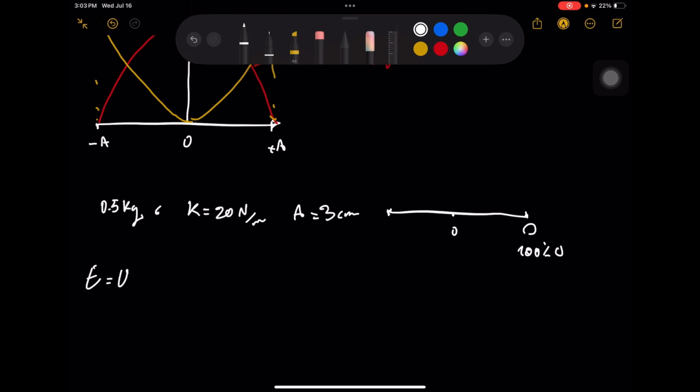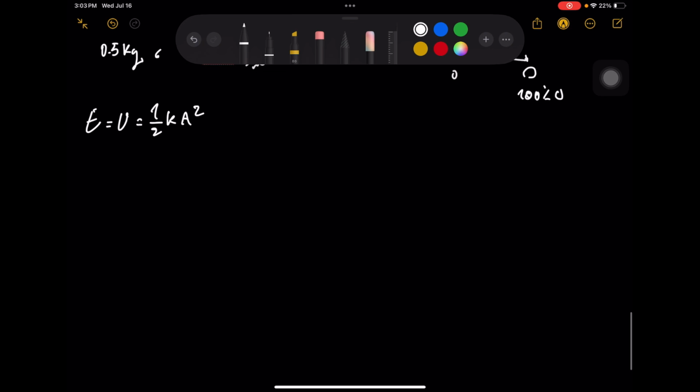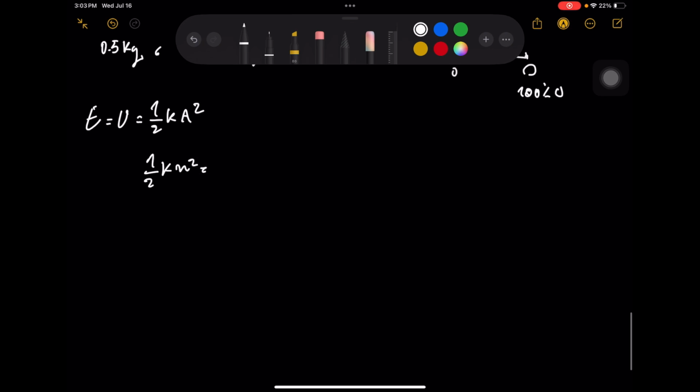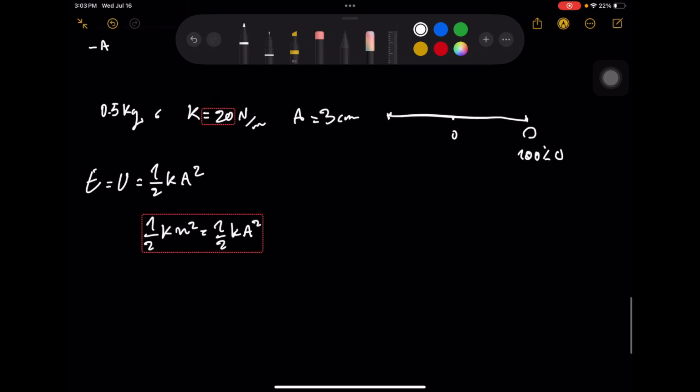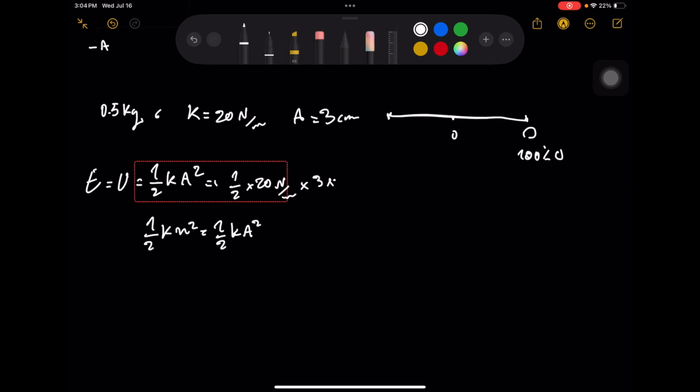E equals U, the potential energy, and that potential energy equals half k a squared. We derive this equation from half k x squared, where the maximum x is the maximum displacement, which will be shown as A. Since we want to calculate that amplitude, we show it with A. So it would be half times 20 newtons per meter times, notice that this is centimeters, so we have to convert it to 10 to the power of -3.